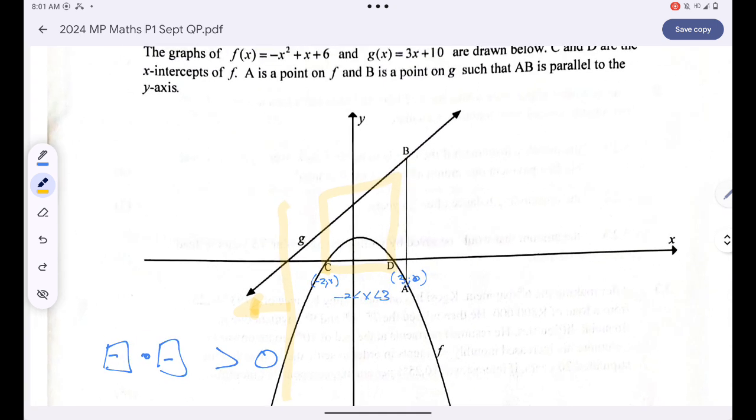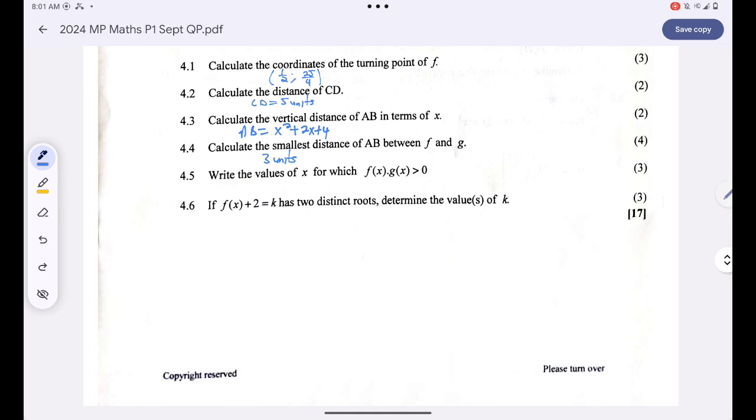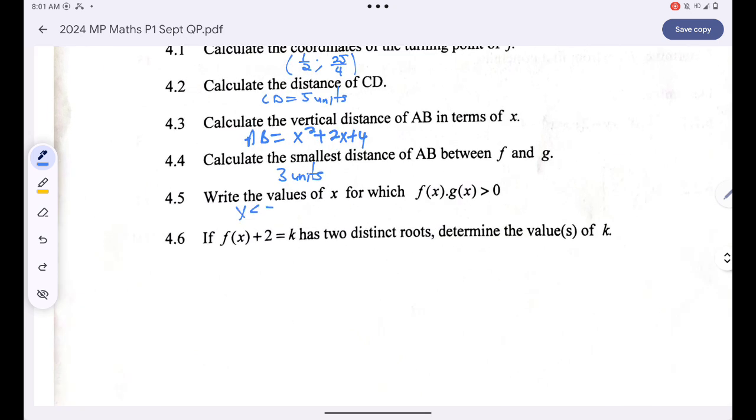Let's find the x-intercept of graph G. I know that g of x is equal to 3x plus 10. For the x-intercept, y is always 0, and then I just need to solve for x. That's negative 10 is equal to 3x, and then x is basically negative 10 over 3. Are we together? So when x is less than negative 10 over 3, both of my graphs are below the x-axis. So the answer over there: x is less than negative 10 over 3, or x must be between negative 2 and 3.